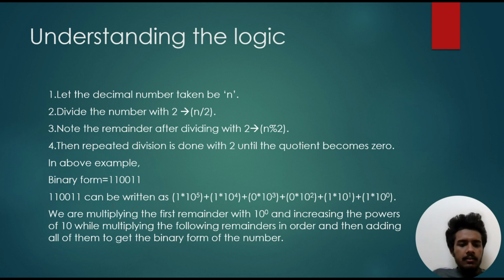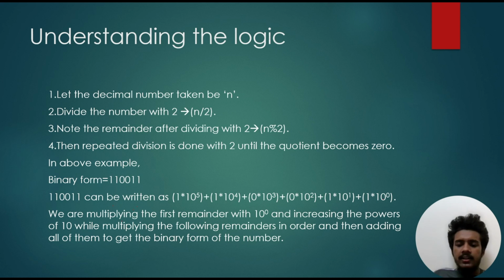Now, in the above example, we have seen that the binary form of 51 is equal to 110011. This could also be written as 1 into 10 power 5 plus 1 into 10 power 4 plus 0 into 10 power 3 plus 0 into 10 square plus 1 into 10 power 1 plus 1 into 10 power 0. So this is the digit in the unit place, multiplied by 10 power 0.